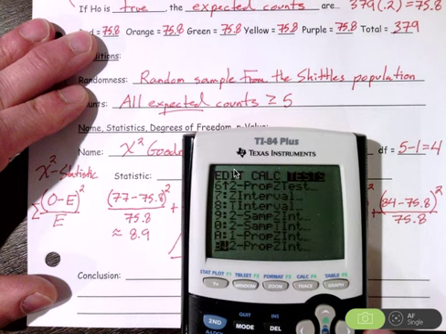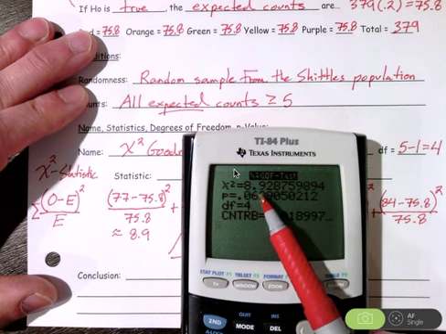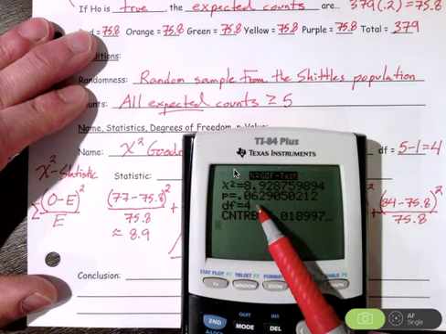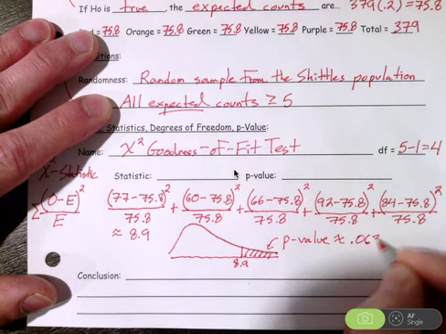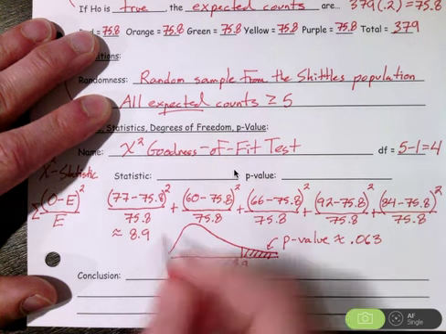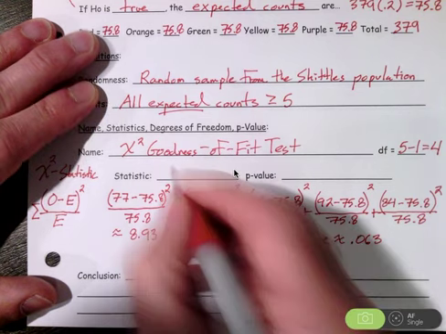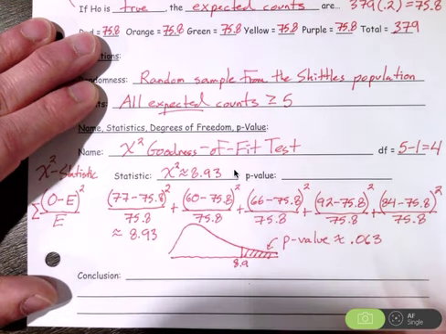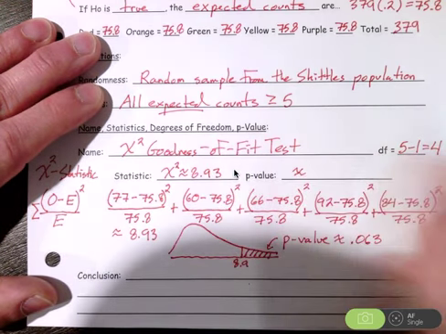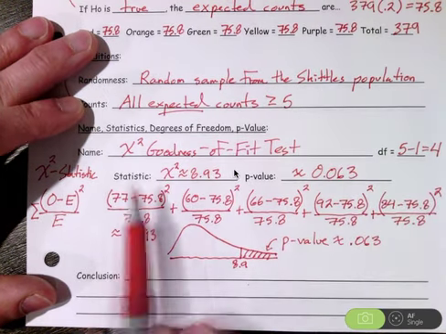Highlight calculate and press enter. So there's the statistic that we already had, the 8.9, and there's our p-value of about 0.063. So that gives us what we need. And again, if I round our statistic to 2 decimal places, it's 8.93. So the statistic, chi-squared, is about 8.93. The p-value that we got is approximately 0.063. And then we can conclude this test just like any other test.